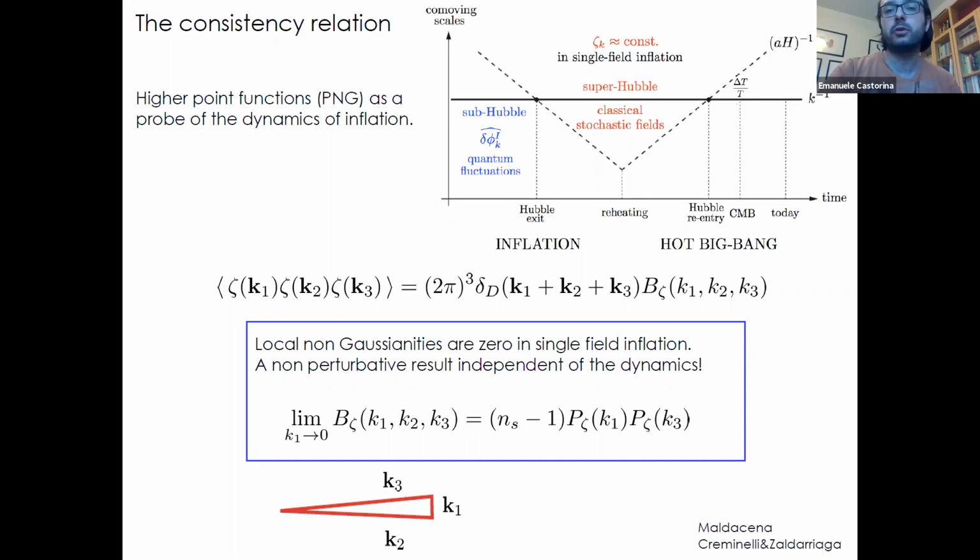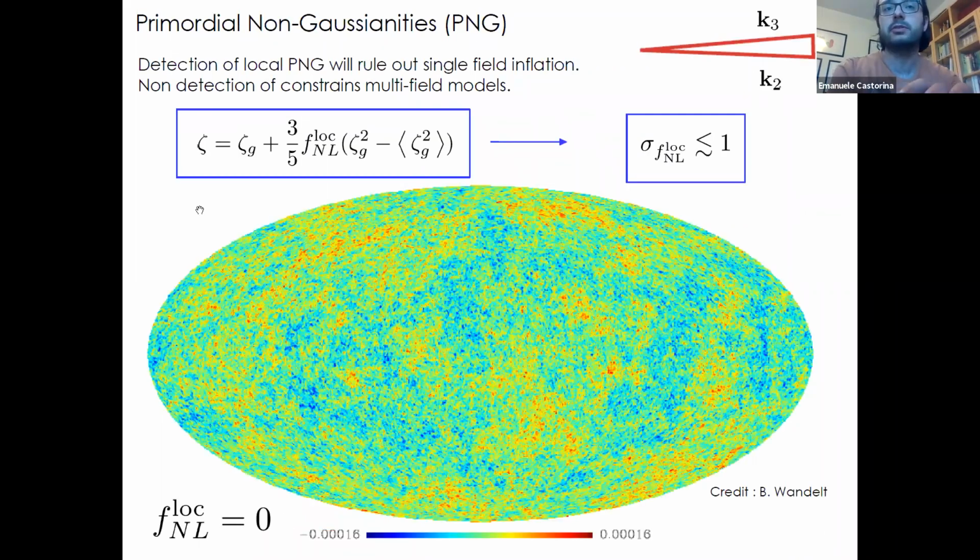It's possible to show that for the squeeze limit, the curvature perturbation can be parameterized in a local form. So when you have the curvature perturbation zeta, which is the sum of a Gaussian piece and a quadratic piece, which is local in space. This is why they are called local non-Gaussianities. And so the target here is to constrain this parameter fNL, which tells us the amplitude of primordial non-Gaussianities, to order 1. Because this is more or less the value that models which are not single field will predict.